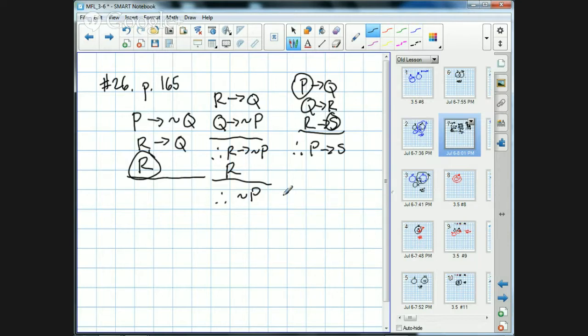That R kind of serves as a trigger. So if you have an R, then you're going to be awarded the not P medal. And lo and behold, you do have an R. So I award you with the not P medal.